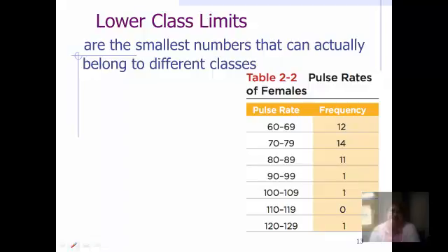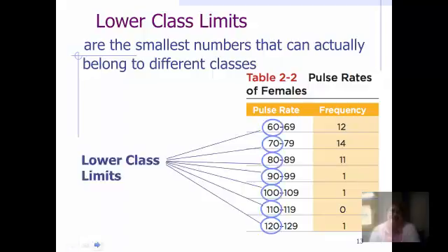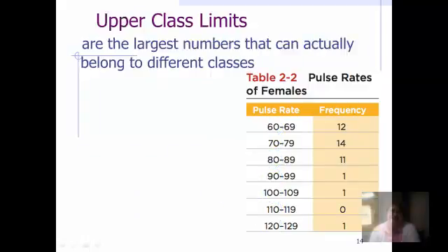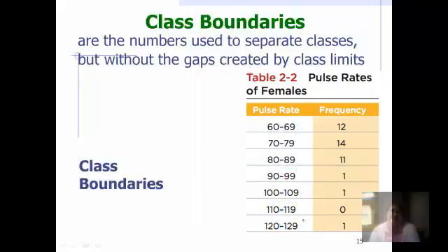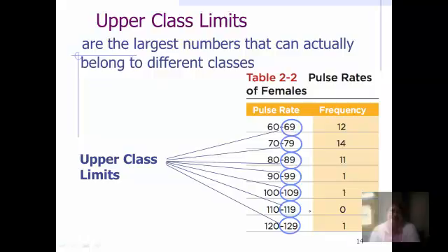So our lower class limits on this are going to be 60, 70, 80, 90, 100, 110, 120, and you can see we have them right there. Then our upper class limit is the largest number that can belong to that class. I'm going to go back here. Those are going to be the upper numbers on our class description.